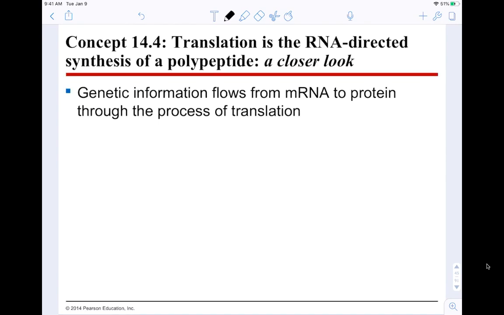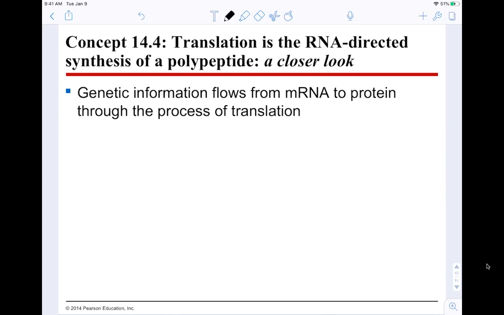So translation is the RNA-directed synthesis of a polypeptide, and we're going to take a closer look at that. So now this is translation. In transcription, the whole point was to get a finalized mRNA molecule. Once you have transcribed it, capped it on one end, added a poly A tail on the other end, and spliced it and diced it, it's ready to go on to the ribosome to be a little protein.